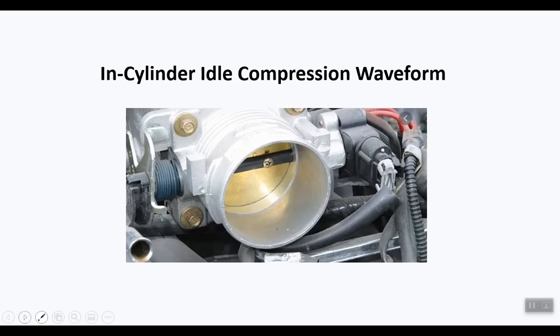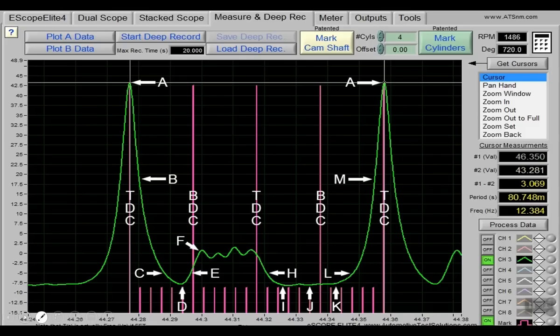Now, an in-cylinder idle compression waveform is what we want to look at first. That's where this throttle blade right here is closed. That means I have a high pressure on the outside, being that of atmosphere, and I have a low pressure on the inside of the intake because the pistons are moving down against that throttle plate, and that's going to move an air mass. So this is a compression waveform, an in-cylinder compression waveform taken at idle. Now, again, I'm going to stress that these are the rules that will apply to idle.